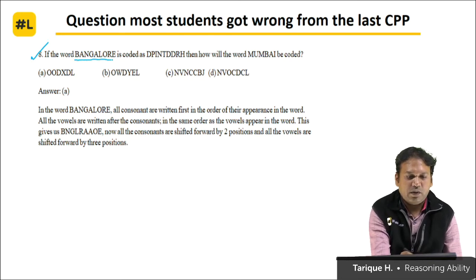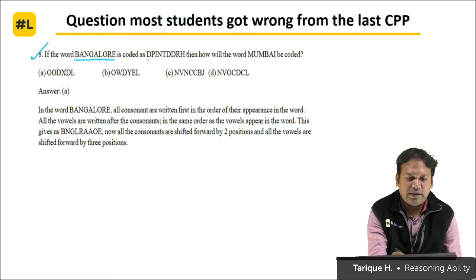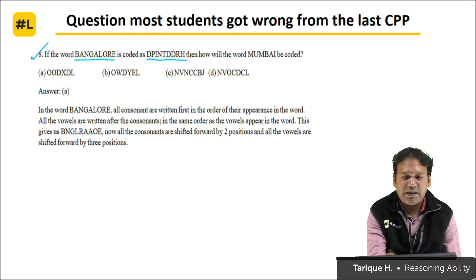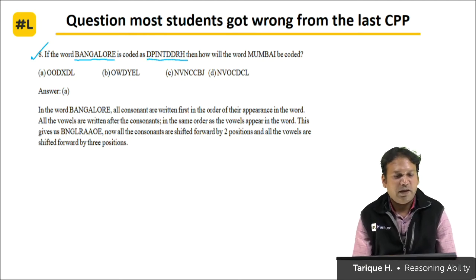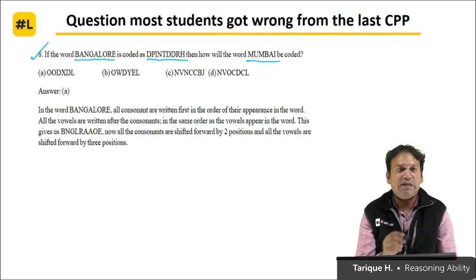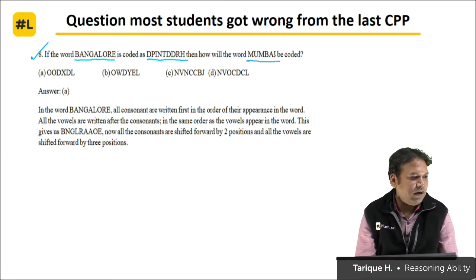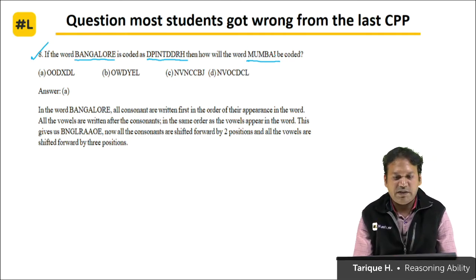The word Bangalore is coded as DPINTDDRH. Then how will the word Mumbai be coded? First let us look at this question, and then I will see some question that has been posted by Mr. Sanjay Kumar for calculation. We will see that later.